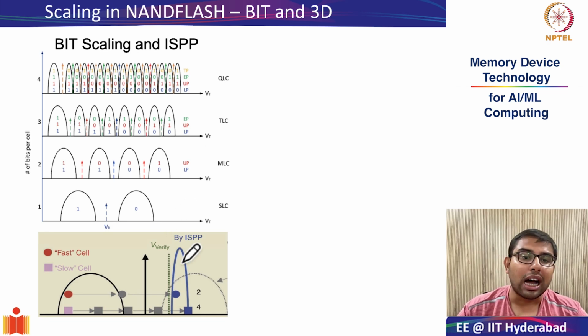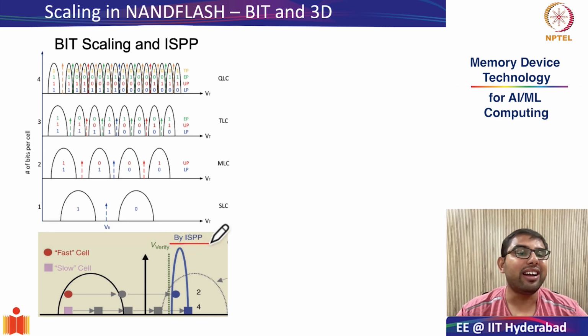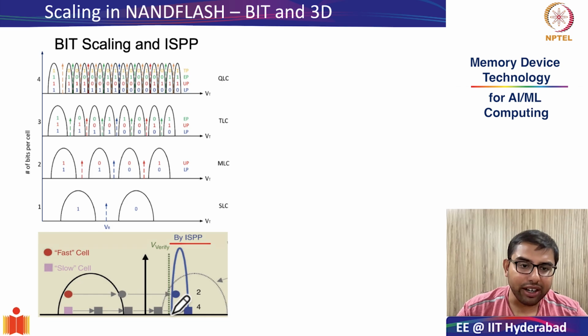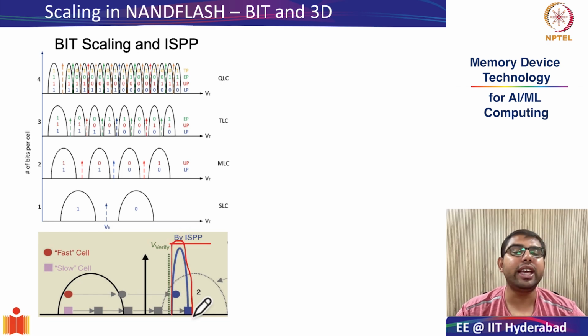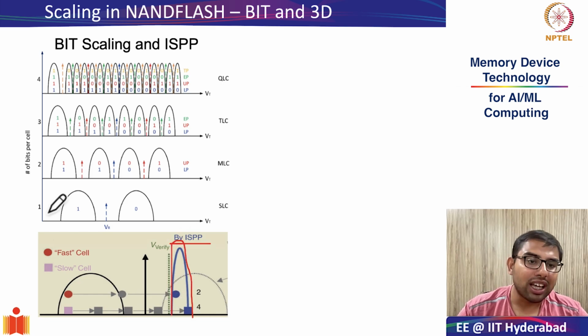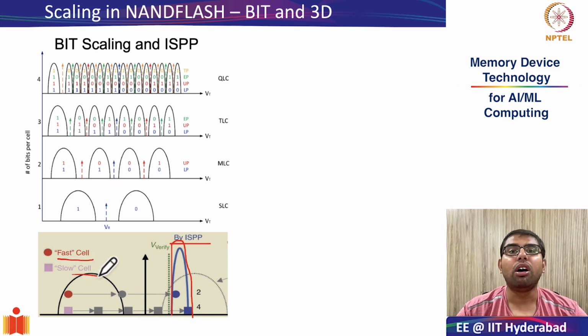We also saw how, using this very nice scheme of incremental step pulse programming, you are able to have a very tight distribution in VTH for both fast and slow cells without compromising on latency.